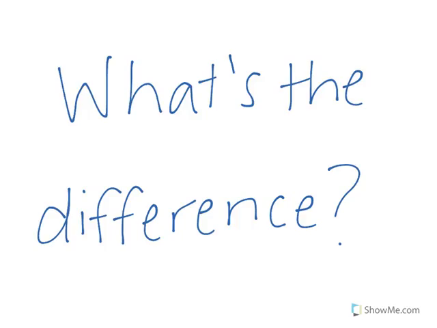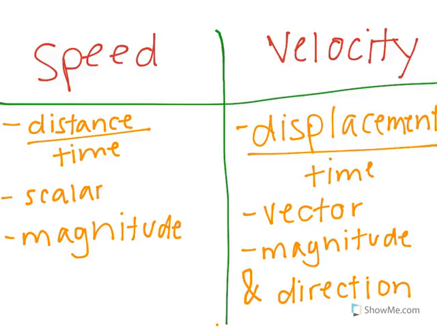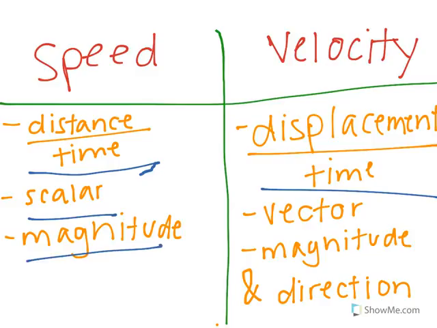Speed and velocity are both rates of change in position with respect to time. So what's the difference? First of all, speed is the distance with respect to time, whereas velocity is displacement with respect to time. Since distance is a scalar, this means that speed is also a scalar, so it has magnitude but no direction. Velocity, on the other hand, deals with displacement, so velocity must be a vector. Therefore, it has magnitude and direction.